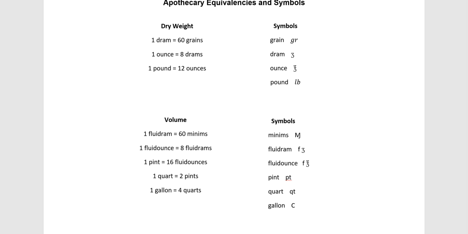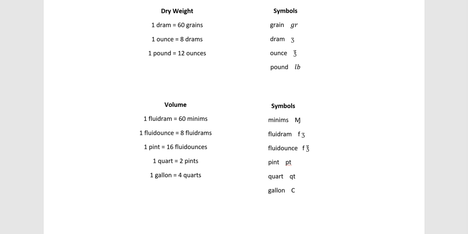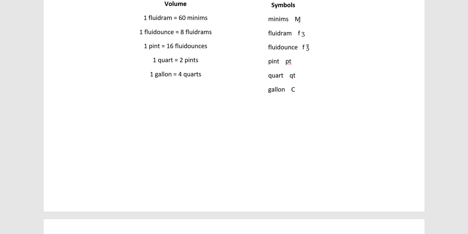And for the volume, we have 1 fluid dram is 60 minims, 1 fluid ounce is 8 fluid drams, 1 pint is 16 fluid ounces, 1 quart is 2 pints, and 1 gallon is 4 quarts. And the symbols are over here on the right. Minim looks like an M. A fluid dram is going to be an F, and then the dram symbol, so that's pretty simple because F for fluid, and then the dram symbol for dram. And then similarly for the fluid ounce, it is an F, and then the ounce symbol, pint is PT, quart is QT, and gallon is capital C. Okay, so these are the equivalencies and the symbols that we'll be using.